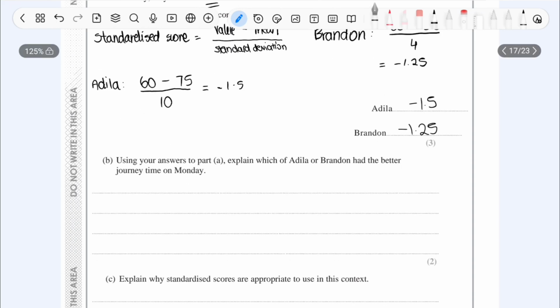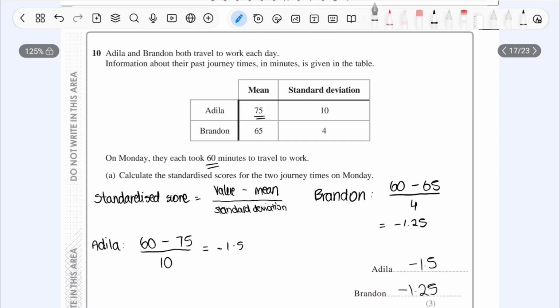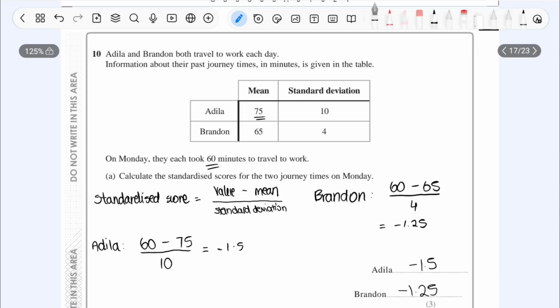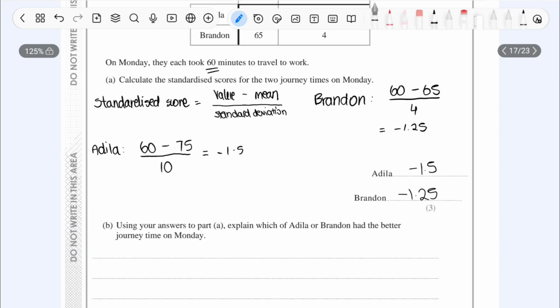Part B. Using your answers to Part A, explain which of Adila and Brandon had the better journey time on Monday. Now for this part you need to be careful. If anyone tells you to remember a higher standardized score means X or Y, no, you need to look at it in context. Because if the mean was for marks instead of journey times, then surely you'd want a higher mark for your exam. But in the context of minutes and your journey time, you want your journey time to be as low as possible. So who had the journey time as low as possible?